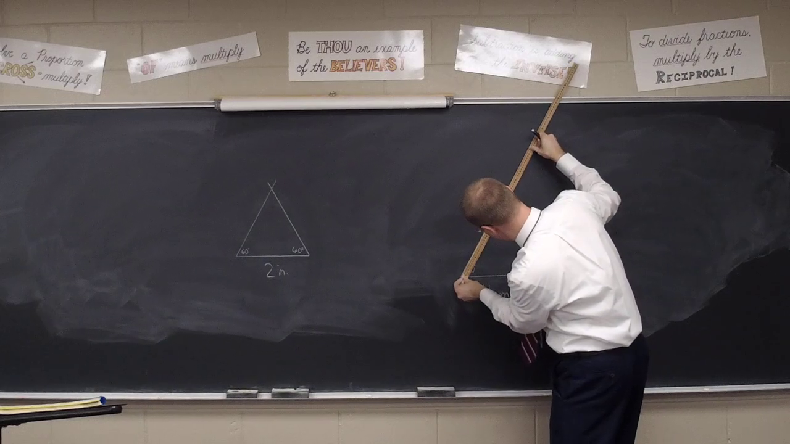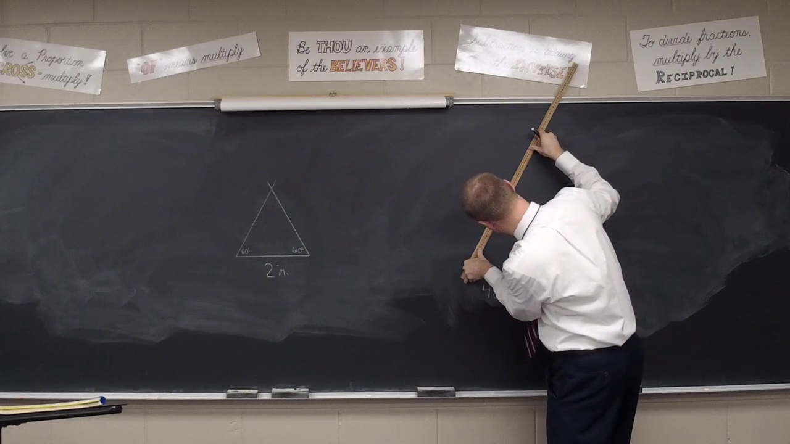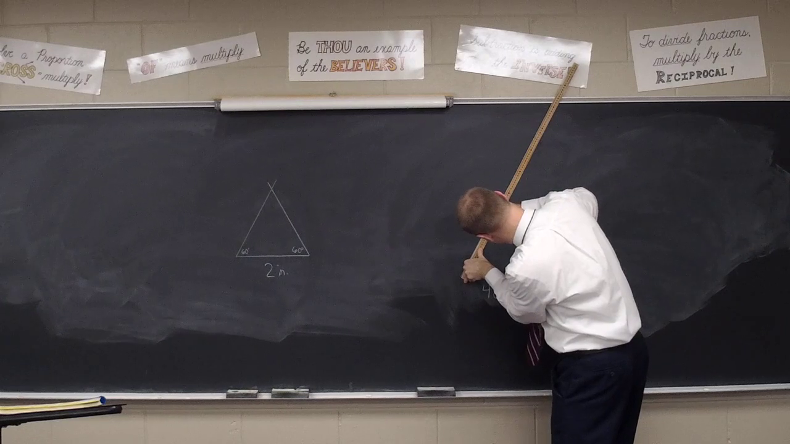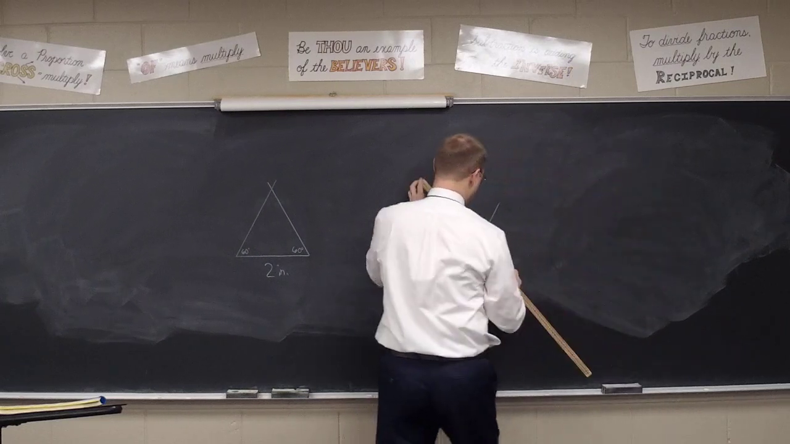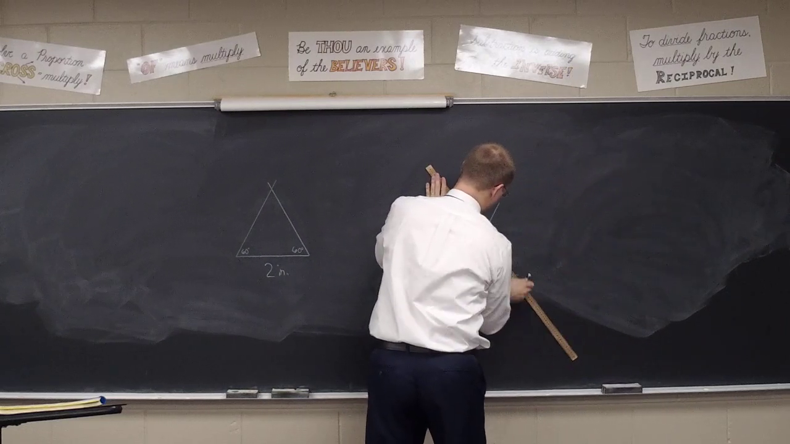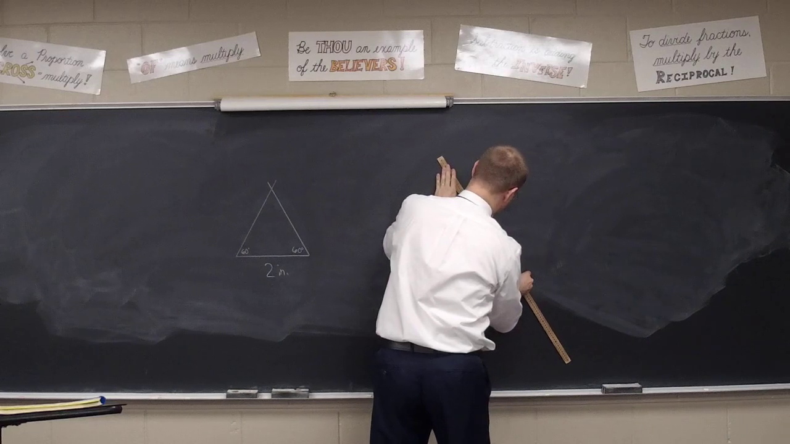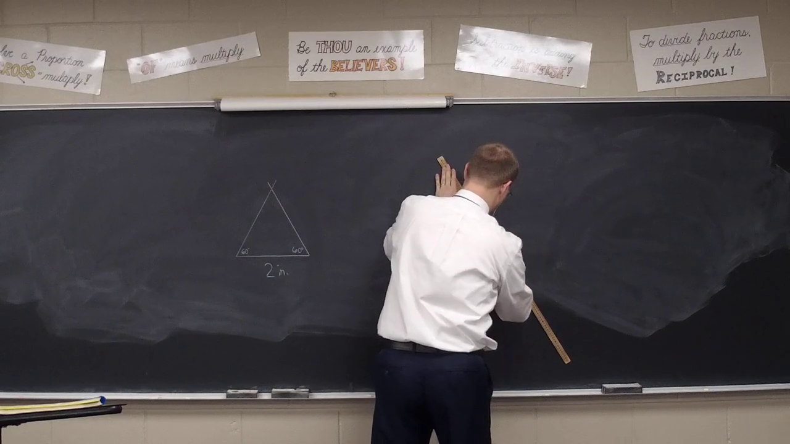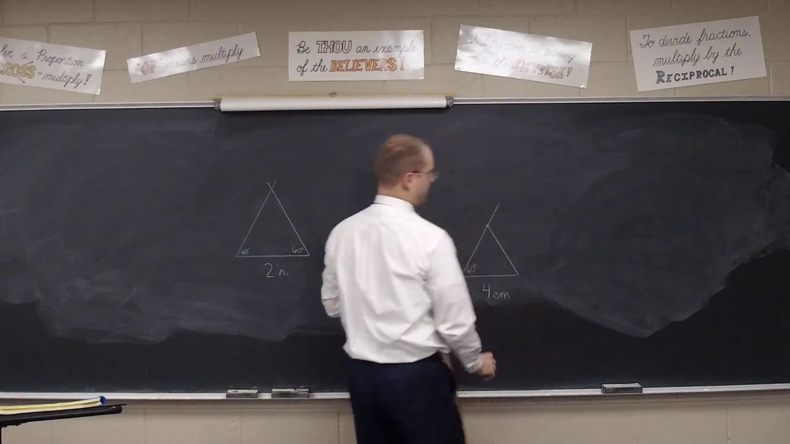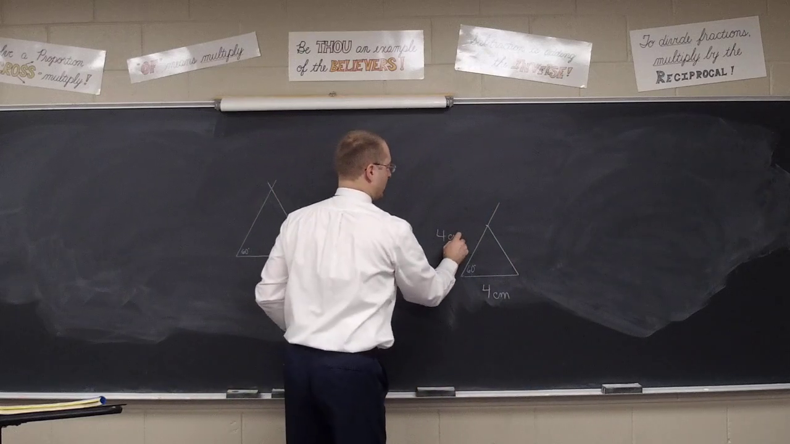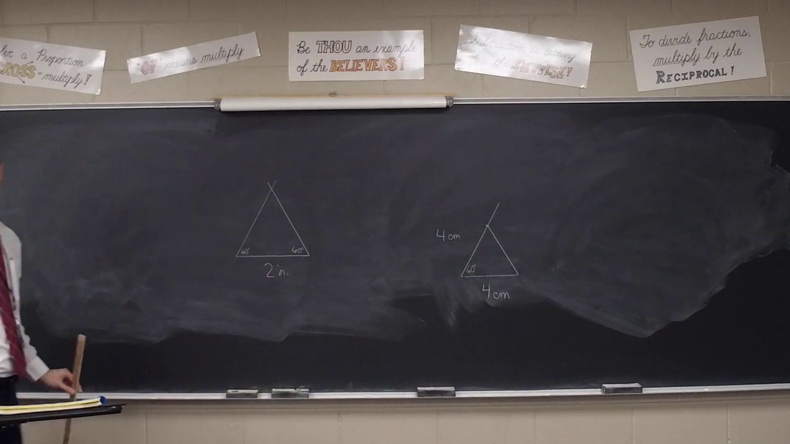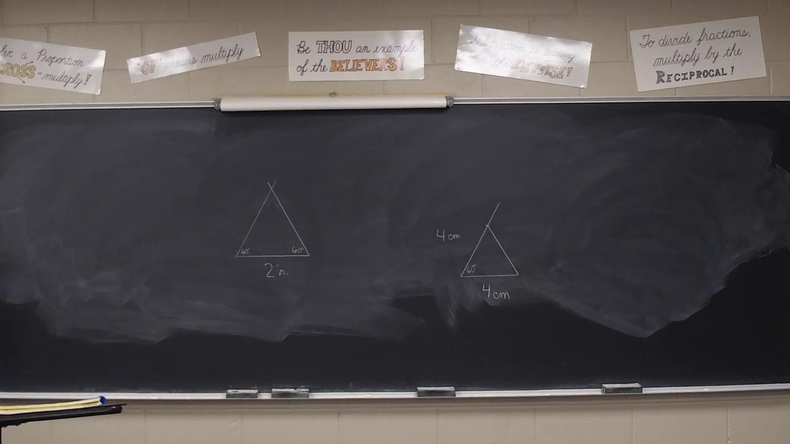And once you've measured off 4 centimeters, you should be able to just connect the dots. And it should be another 4 centimeter side all the way around. So, 2 different ways you can make an equilateral triangle. You doing this with me, Ben?